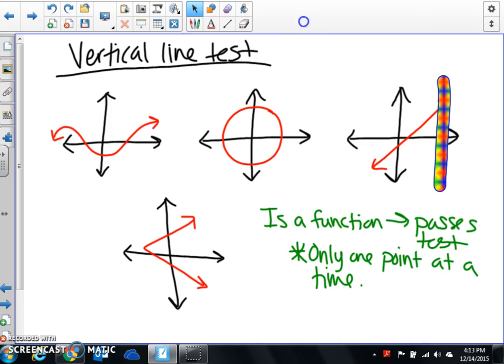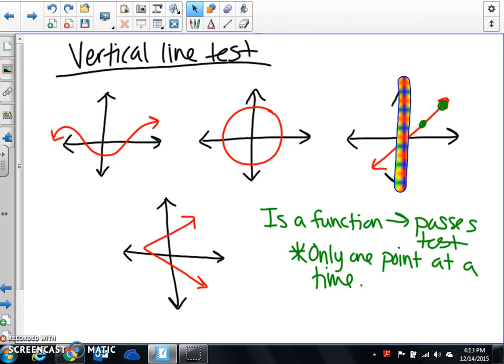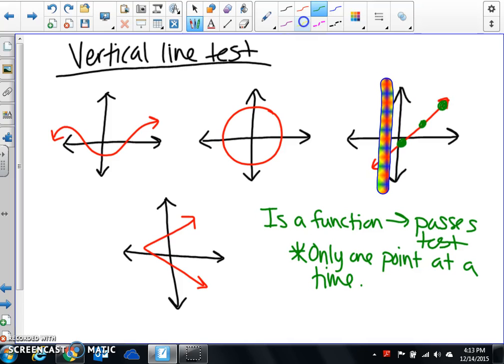All right, so if I'm going here, it hits my graph right there. Now I move it. It hits my graph only right there. I move it. It hits my graph only right there. I move it. It hits my graph and I'm only looking at the red right there. So yes, it only hit at one time. Yes, it is a function.